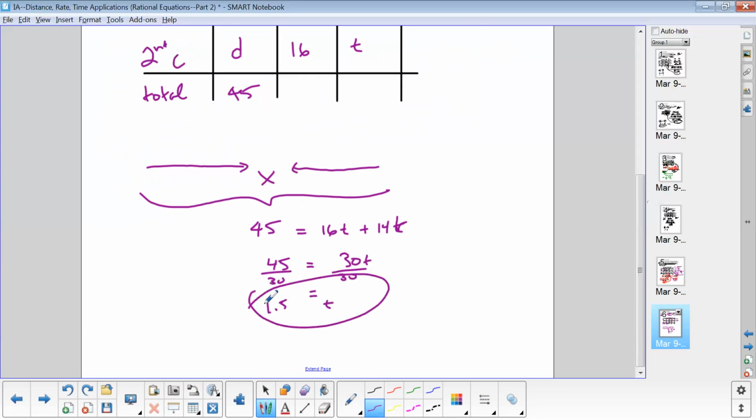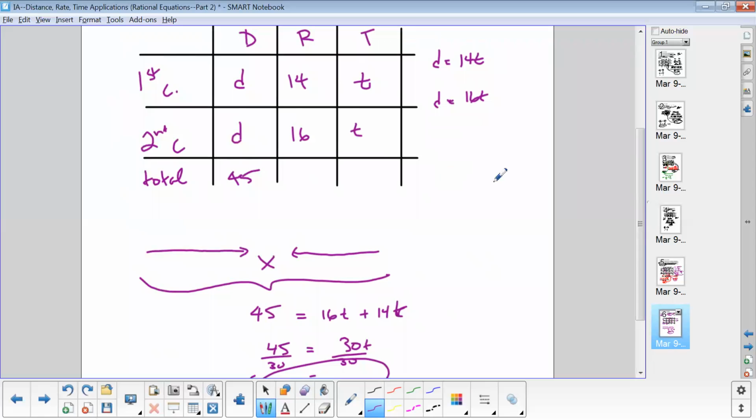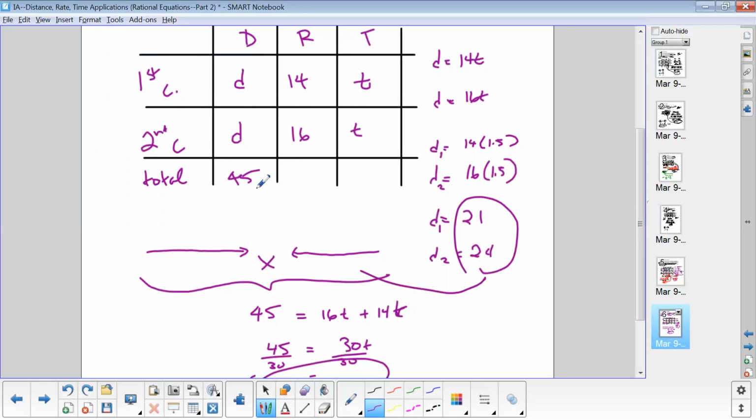What does that mean? Well, that just means that the distance for cyclist 1 would be 14 times 1.5, and the distance for cyclist 2 would be 16 times 1.5. This cyclist covered 21 miles, and cyclist 2 would have covered 24 miles. Well, that would give you a sum of 45.